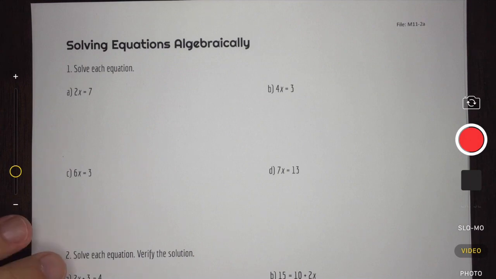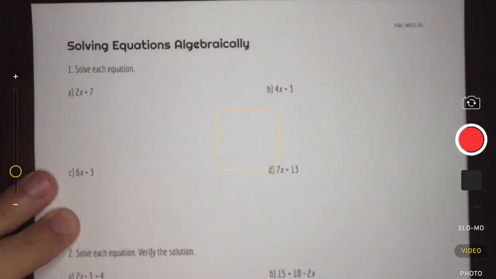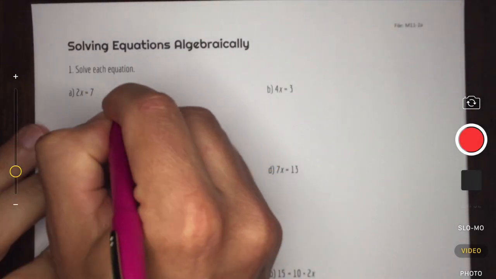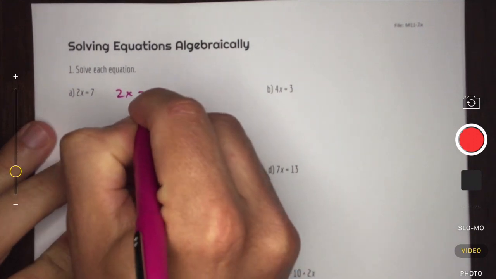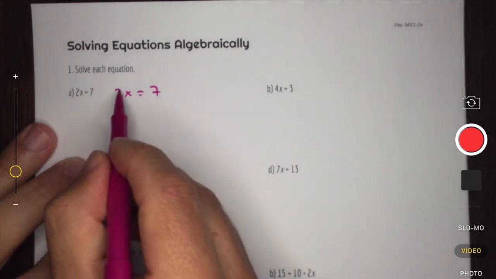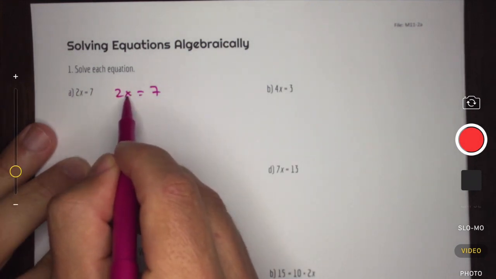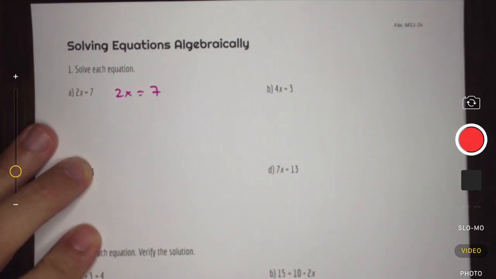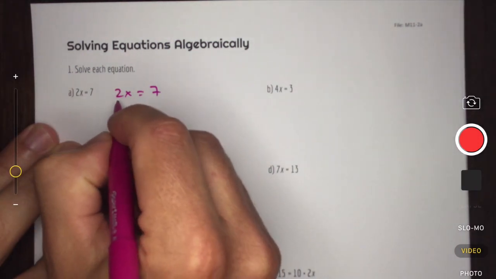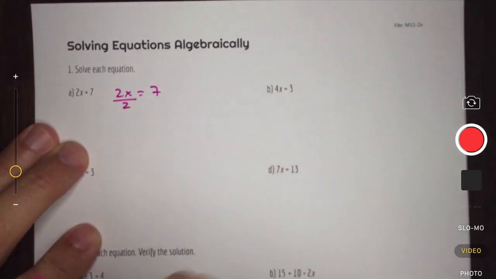So for the first few questions, really quite straightforward. I'm just going to rewrite the equations so they're a little bit bigger and easier to see. So in this particular case, or number A, what we have is 2x equals 7. So obviously what we want to do is get x all by itself. So we have to think, what operation is happening with the x or is attached to the x? In this particular case, it's multiplication. So in order to get x all by itself, what do we need to do? We have to do the opposite or reciprocal. So we have to actually divide by 2.